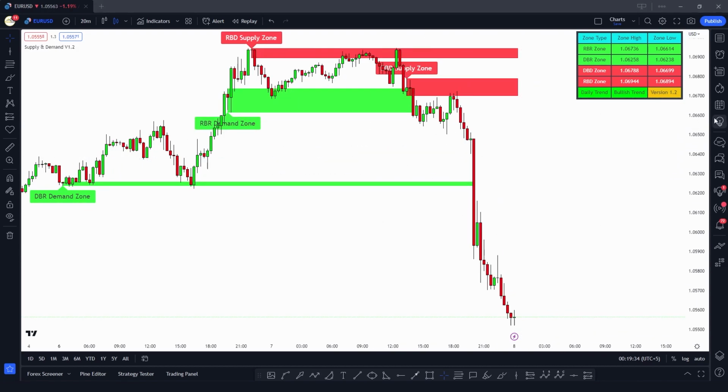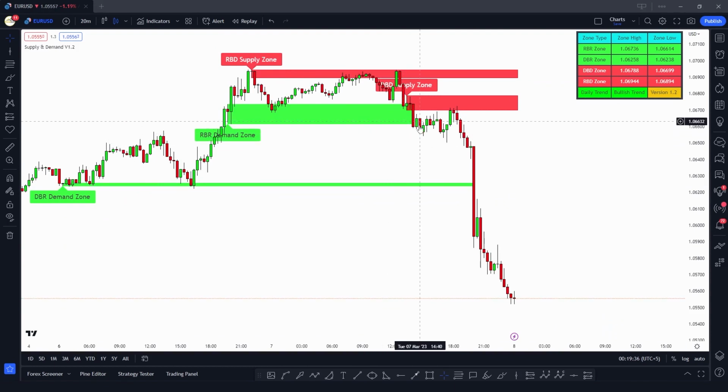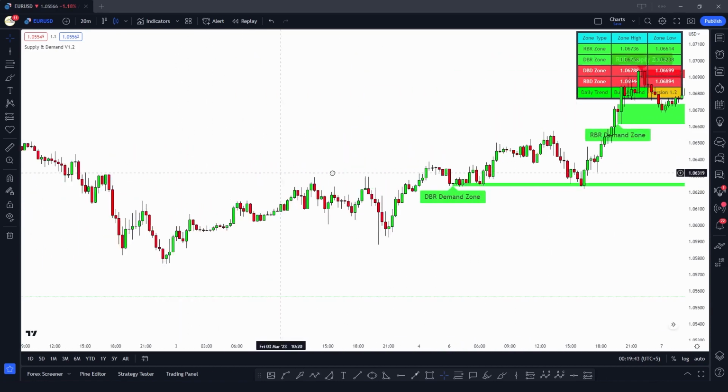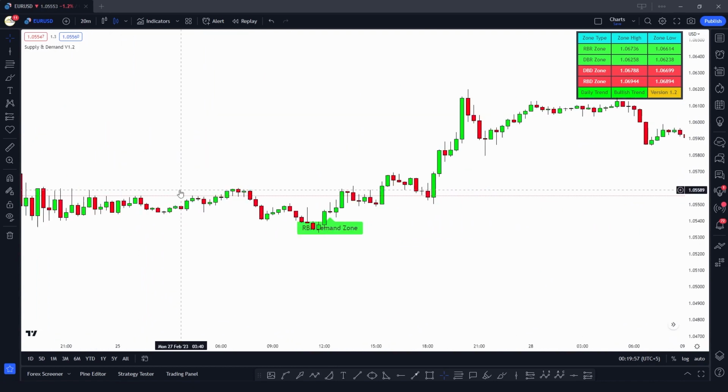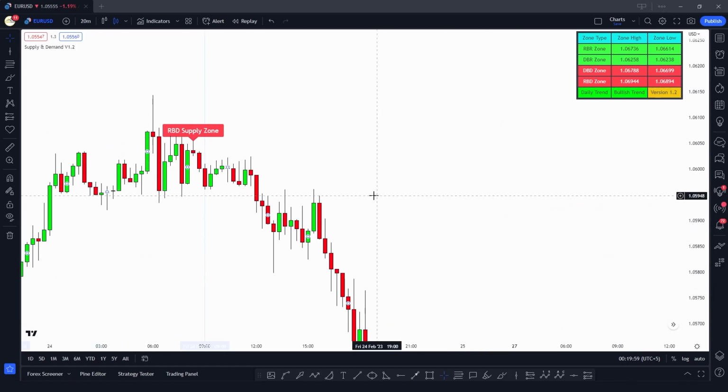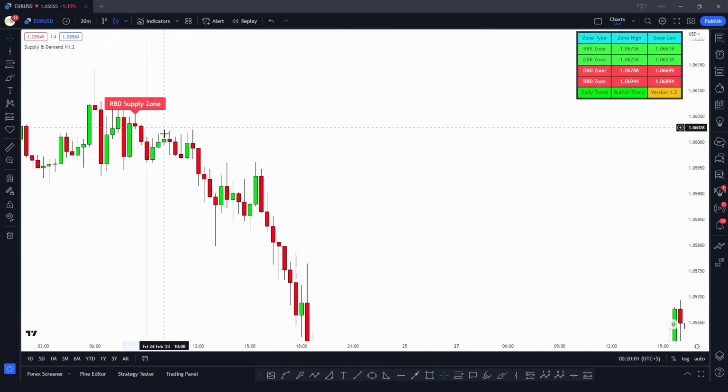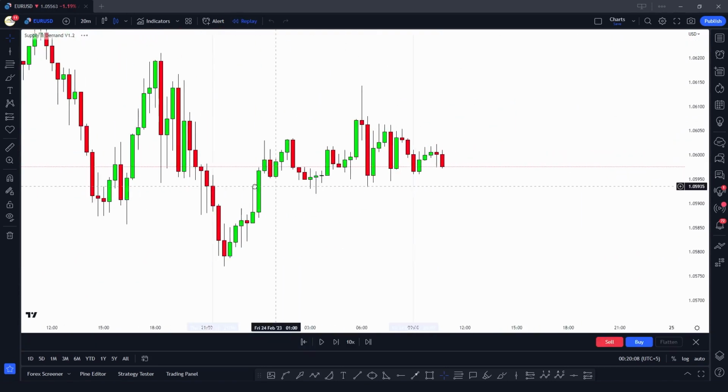So now, since you can see the indicator in action and it's drawing these supply and demand zones for you in real time, let's backtest some of the trades that the indicator has taken. So here you can see that there's this rally base drop supply zone. Let me just zoom in a little bit so that you can see it a bit clearly. So here the indicator is detecting this rally base drop supply zone. Let me just go ahead and move this here.